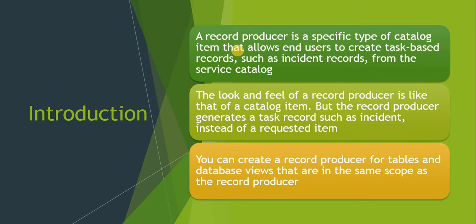A record producer is a specific type of catalog item that allows end users to create task based records such as incident records from the service catalog. So if you don't want to create the request or the requested item from your catalogs and you want to create requests in a specific table, for example incidents or maybe the problem or maybe change, then you can use these record producers. The look and feel of record producers is similar to that of catalog item, and lastly you can create a record producer for tables and database views that are in the scope of the record producer which you are creating.